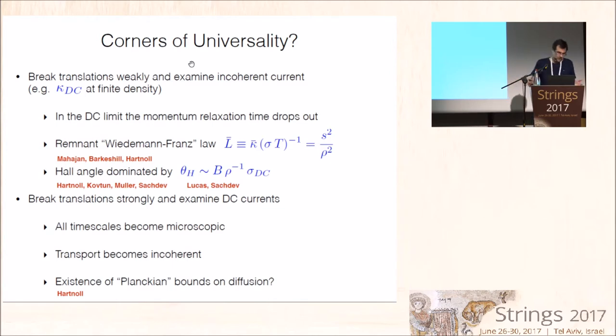Now, the Hall angle is the angle that is formed between the electric current and an external electric field after you introduce a perpendicular magnetic field. So the current is deflected, you measure this angle, and it is certainly one of the observables you're going to be interested in. So again, we do discover some universal relations in the case of weak momentum relaxation, but you might also want to discuss the other piece, the incoherent piece, which has to do with the microscopics of your theory.